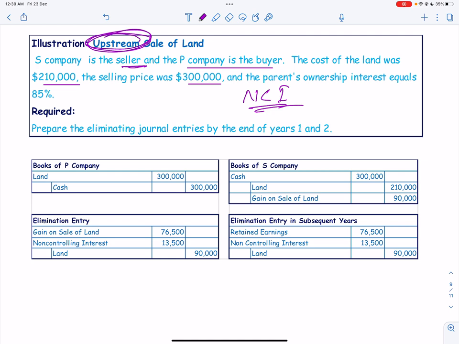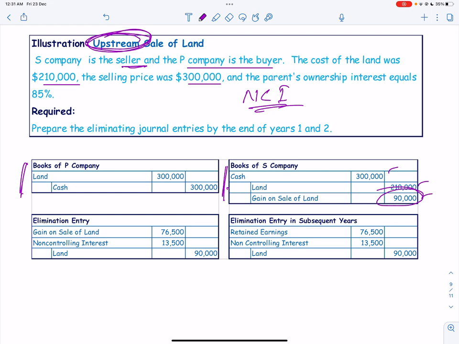So the journal entry will be land debit and cash credit for the parent company, because it is the subsidiary who is selling. And for the subsidiary, cash is debit, land is credit and gain is credit.